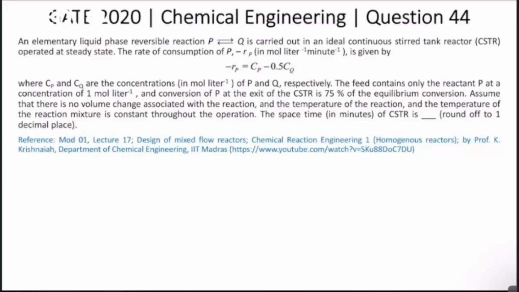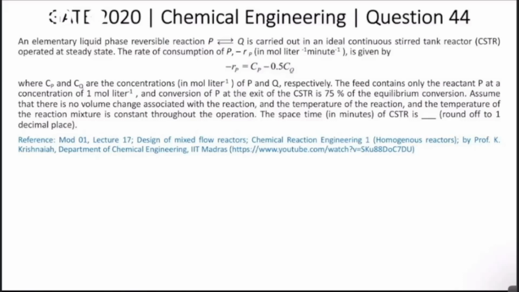Hello everyone. Today we'll be looking into a chemical engineering GATE question from GATE 2020, question number 44. An elementary liquid phase reversible reaction P reversibly giving Q is carried out in an ideal continuous stirred tank reactor operated at a steady state.